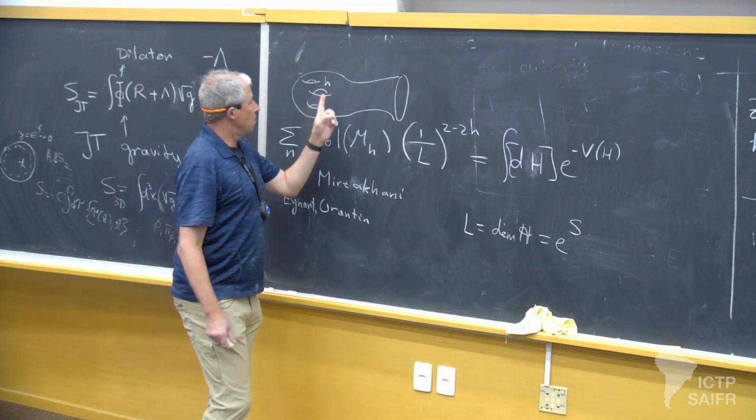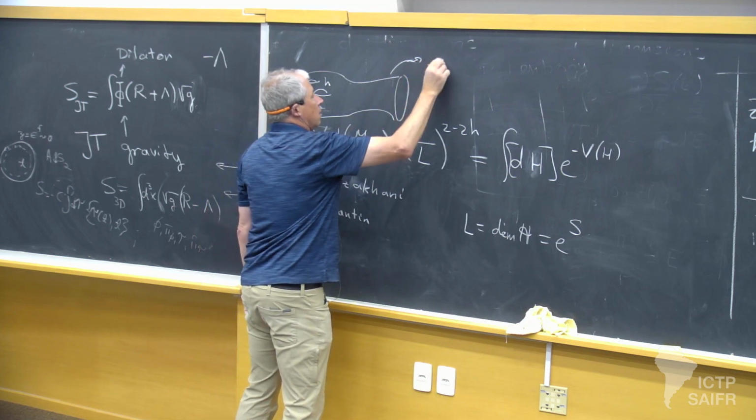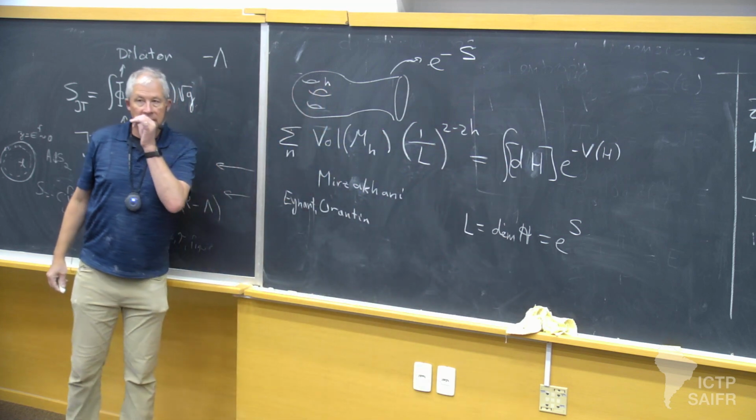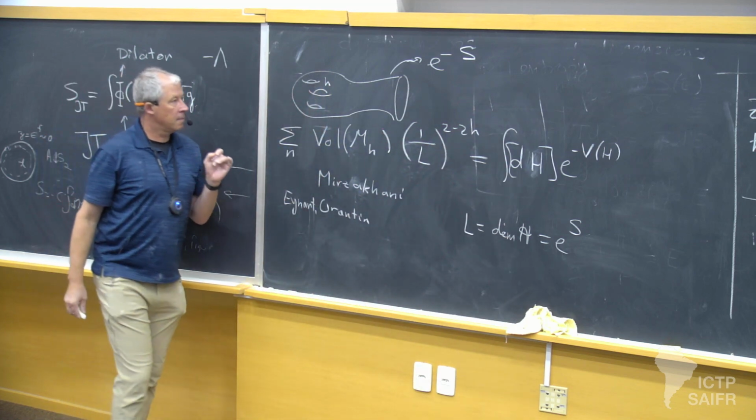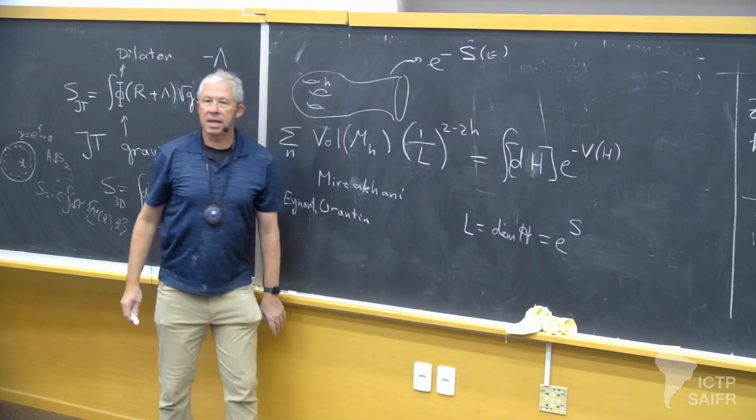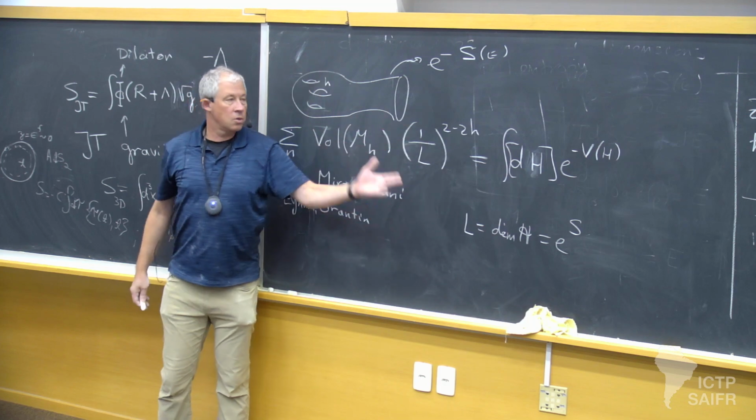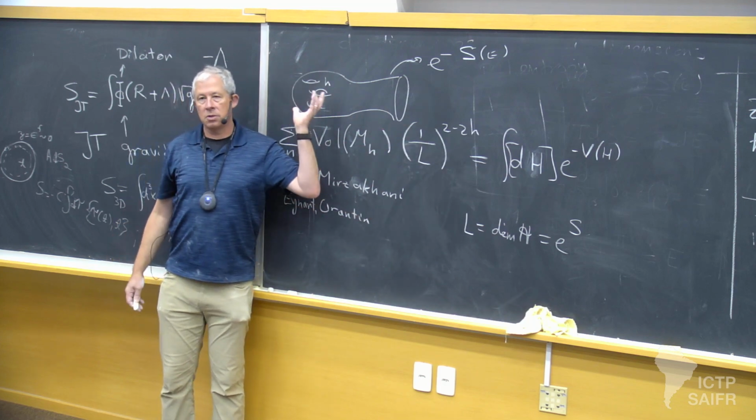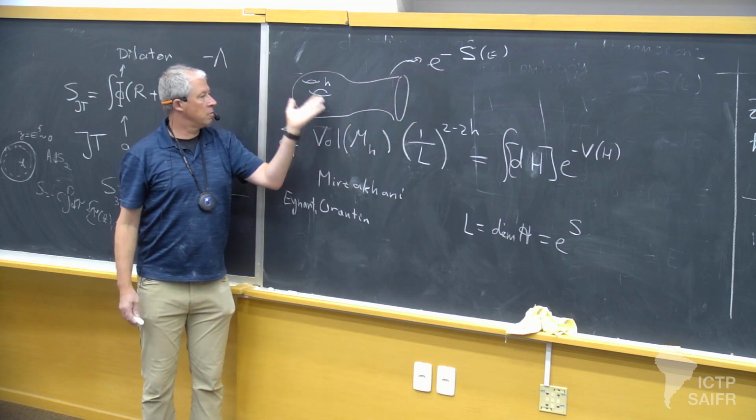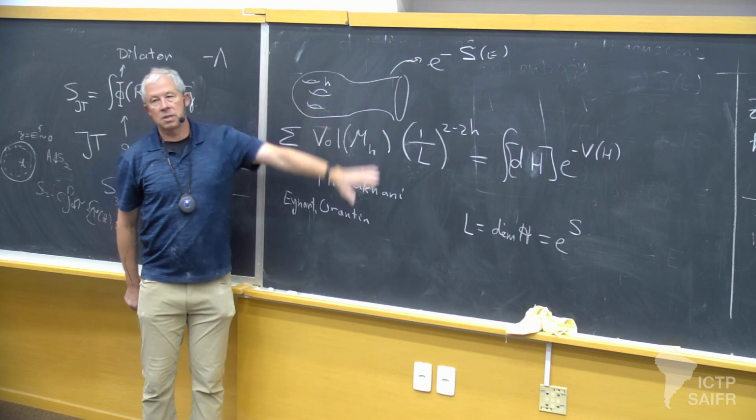And part of the point of Saad, Shenker, and Stanford is that if you do a genus expansion, you're basically expanding in e to the power minus the entropy. So these non-perturbative effects, they call them non-perturbative, but they're kind of perturbative from the point of view of the genus expansion. They capture that kind of physics.